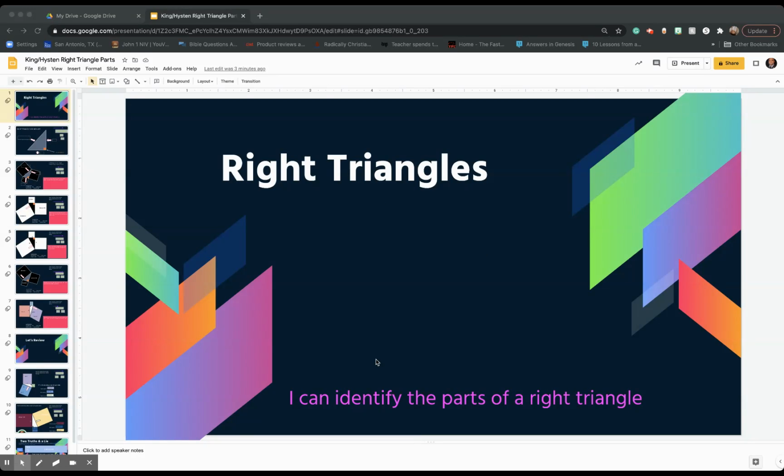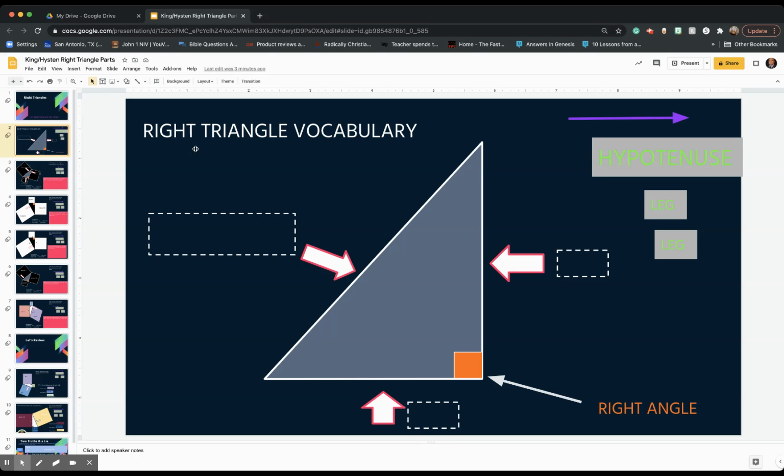Today we are doing right triangles, and our I can statement is I can identify the parts of a right triangle. Slide 2, we're given a right triangle, but we're going to be focused on the vocabulary of the right triangle. You'll notice off to the right, there's a purple arrow, the word hypotenuse, the word leg, and another word leg. Here, we're going to need to learn the vocabulary words needed to label a triangle, specifically a right triangle.